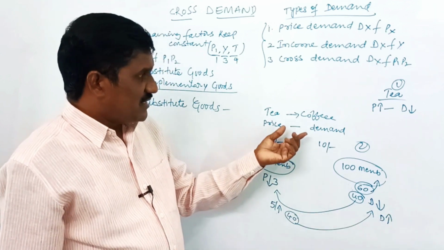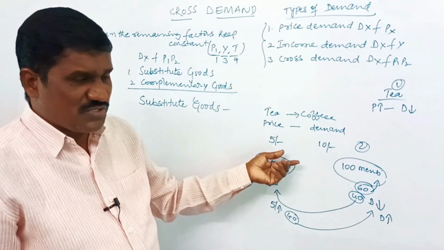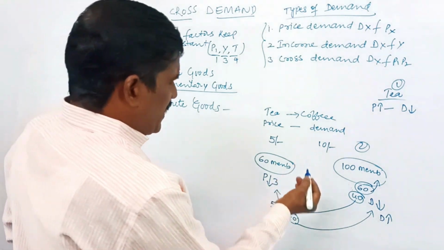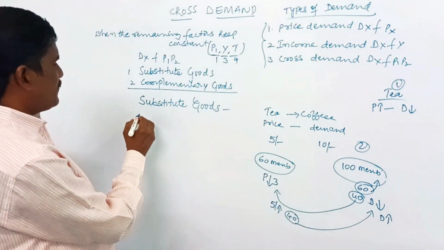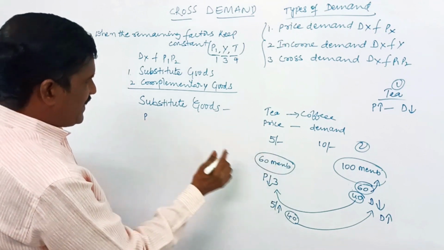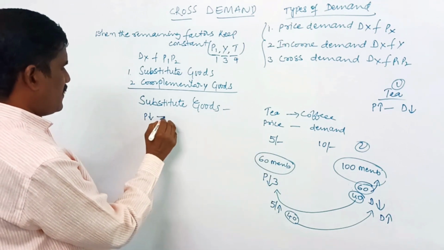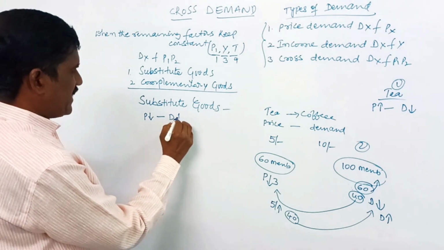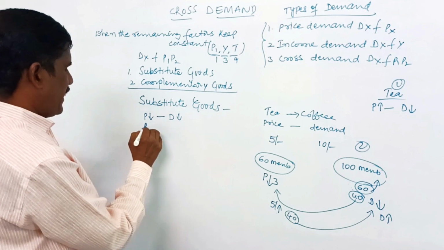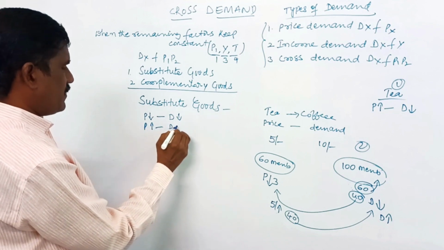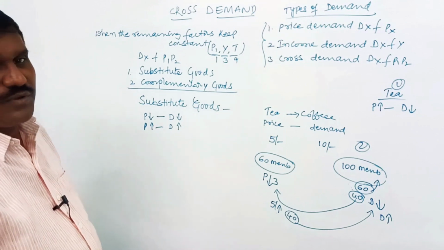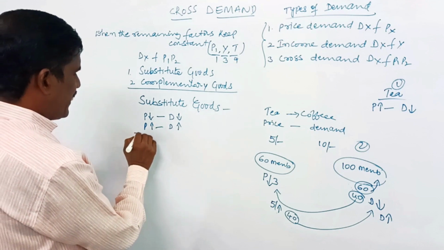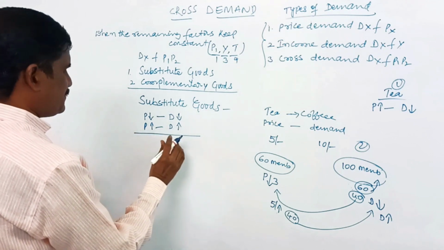Okay? So this is a substitute relationship of goods. Due to the substitute relationship of goods, what is the relation? Here, when the price decreases, the demand for coffee also decreases, and when the price increases, the demand for coffee also increases. Then automatically we can draw a diagram according to this schedule.